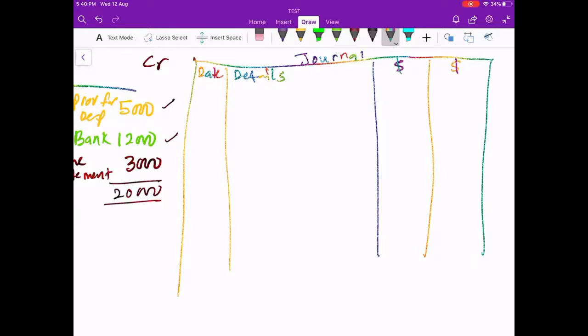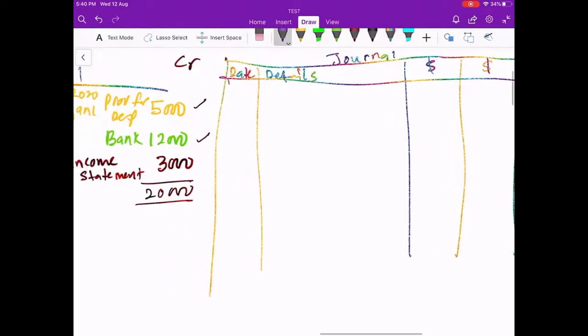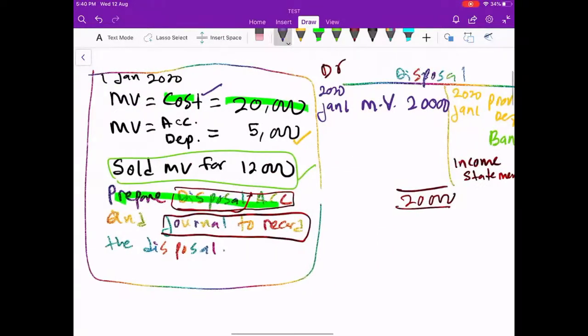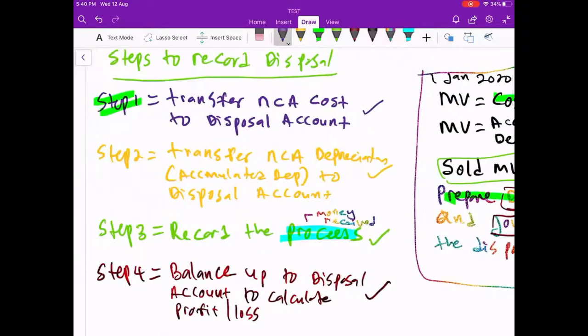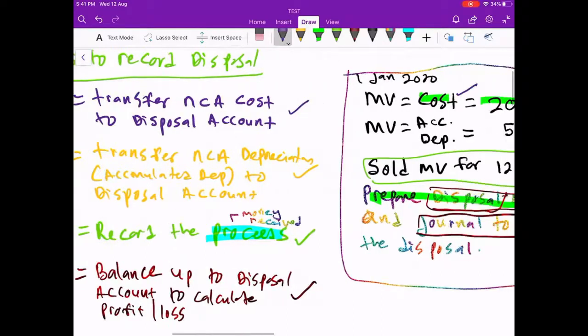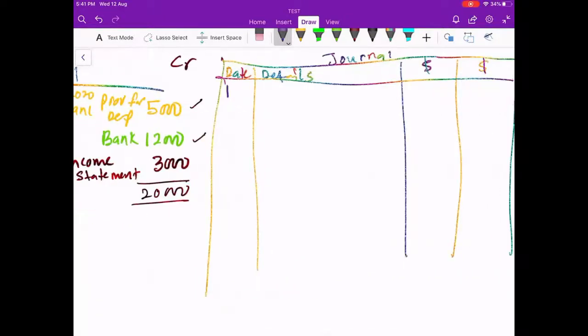Okay, same thing, we follow the same steps, step 1, step 2, step 3. Okay, step number 1. I check again my notes just now. Step number 1 is transfer the non-current asset cost to disposal account. Then you write the date, January 1, step number 1.